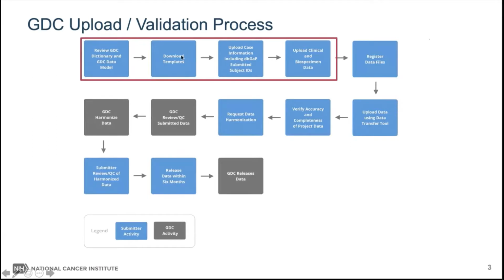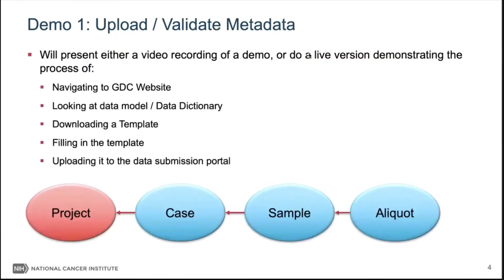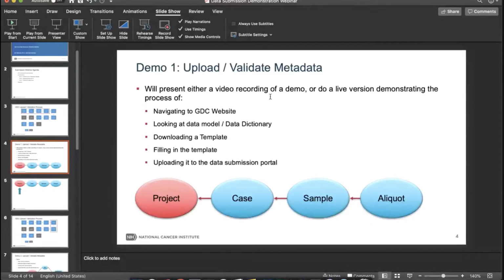Here's the GDC upload and validation process, which goes from when you first have your project ready and you need to review the GDC dictionary, all the way to the bottom, in which the GDC releases data to the data portal. Now, this first demo is going to cover when you first review the GDC dictionary and data model and follow through to when you'll be uploading clinical and biospecimen data to the GDC, so actual data. So let's go to the demo here.